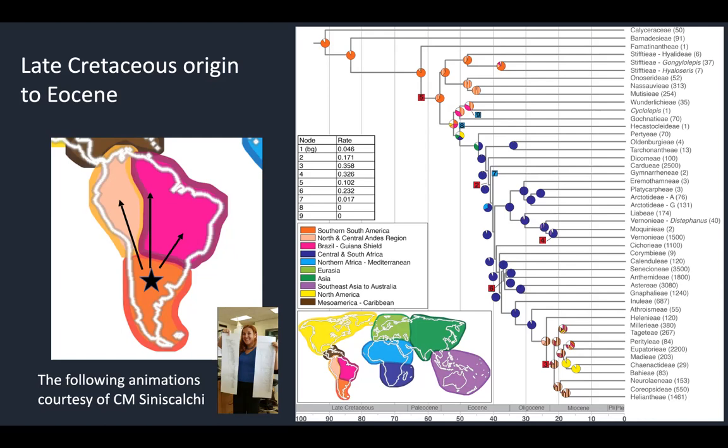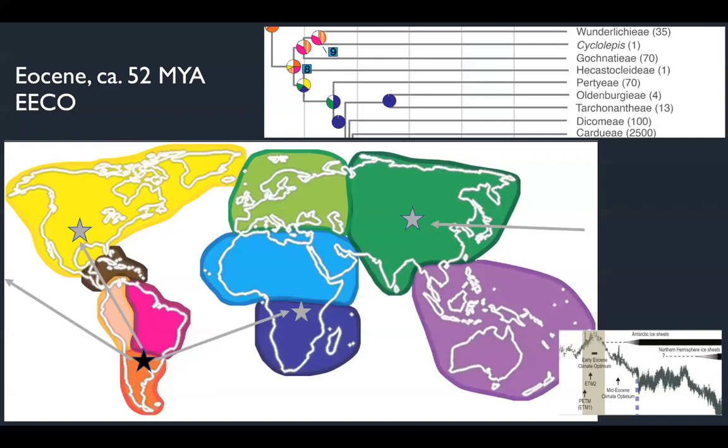And after that, there were movements out of southern South America into the rest of South America. And there really was not a lot of movement, or there's probably been a lot of extinction between then. The next big movement for the family is the Eocene, about 52 million years ago. And it corresponds with this EECO, or the early Eocene climate optimum.